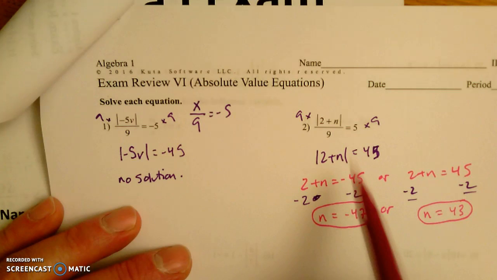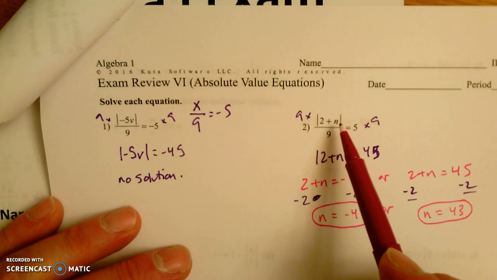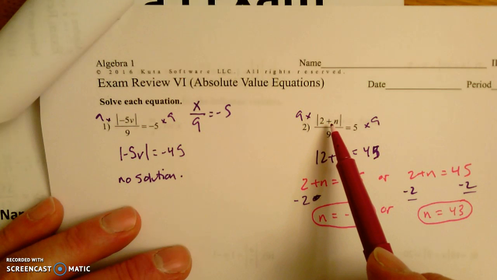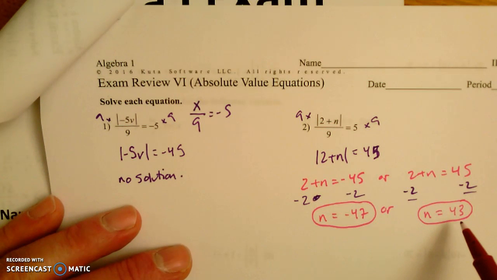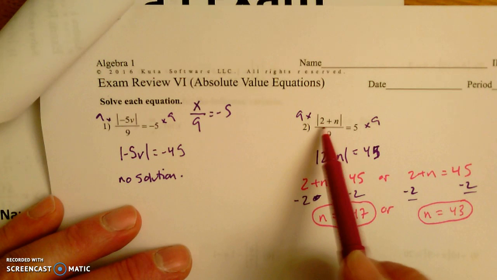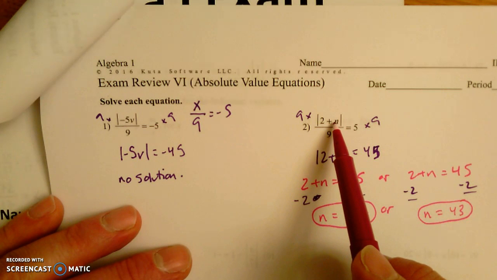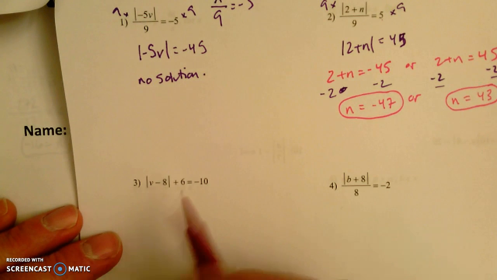So one of these two numbers, or either of these numbers, could be substituted for n to get a true statement. So negative 47, 2 plus negative 47 is negative 45. Negative 45, the absolute value of that is 45. 45 divided by 9 is 5. On the other hand, 43, 2 plus 43 is 45. Absolute value of positive 45 is 45. 45 divided by 9 is 5, so it's true. Let's do another example here.